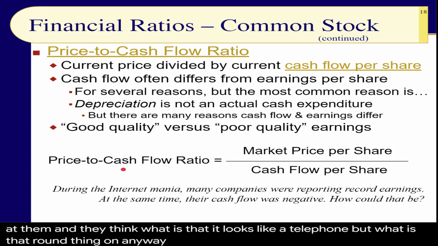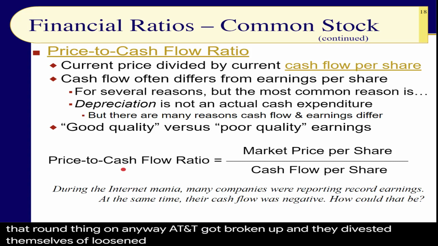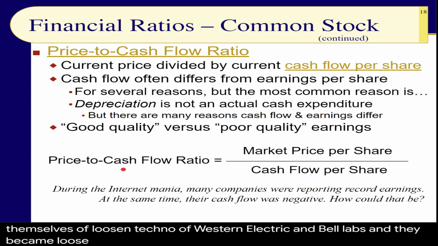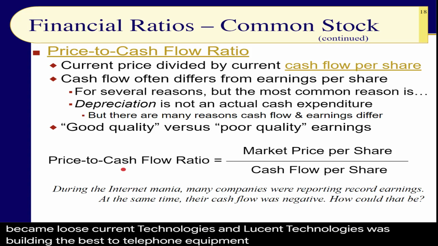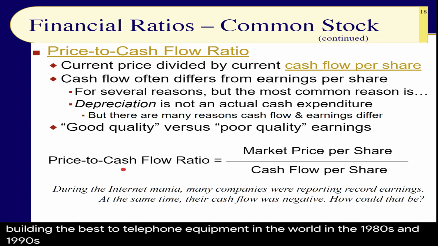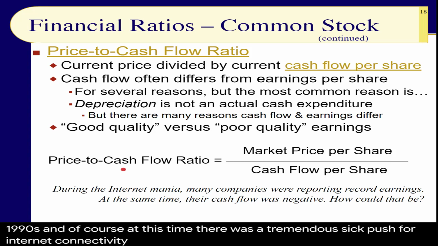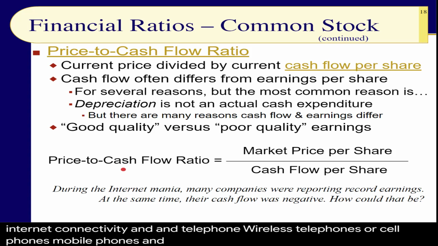Anyway, AT&T got broken up, and they divested themselves of Western Electric and Bell Labs, and they became Lucent Technologies. And Lucent Technologies was building the best telephone equipment in the world in the 1980s and 1990s. And of course, at this time, there was a tremendous push for internet connectivity and wireless telephones, cell phones, mobile phones. And so Lucent Technologies was very popular.